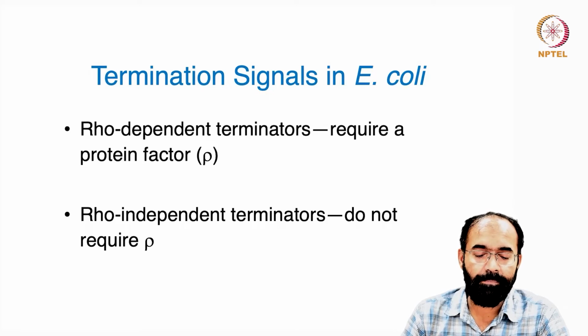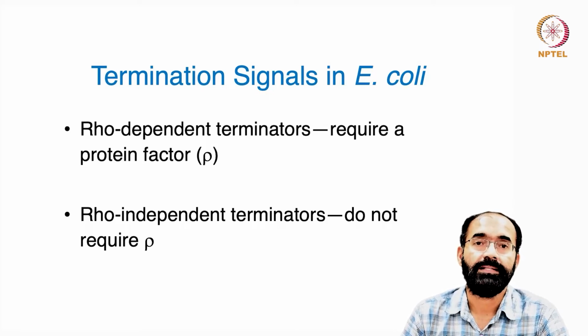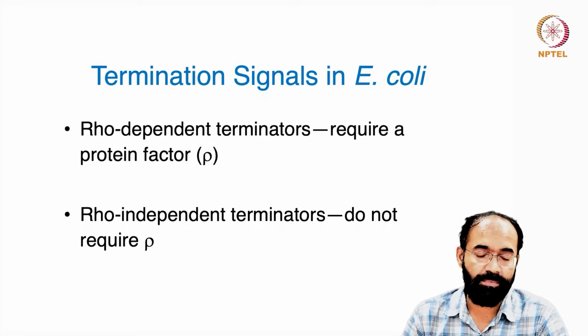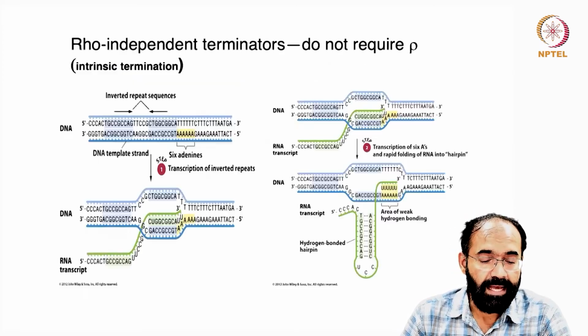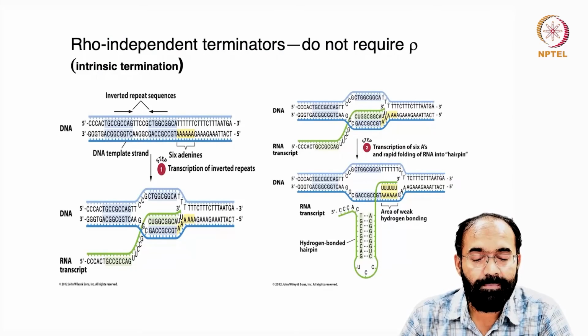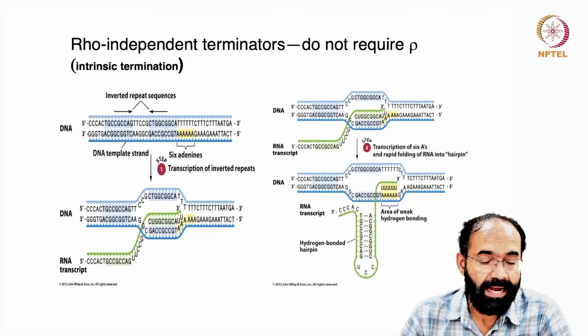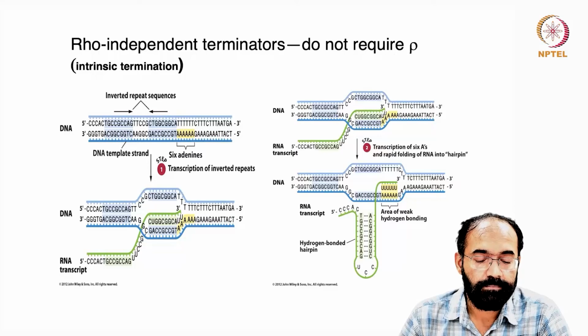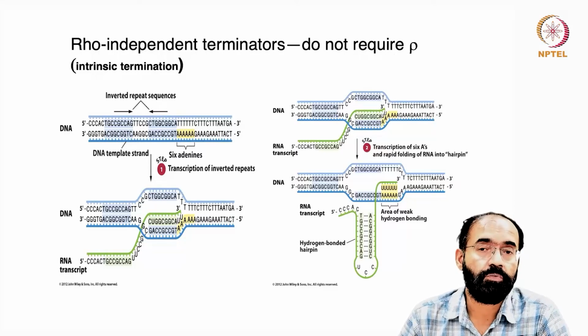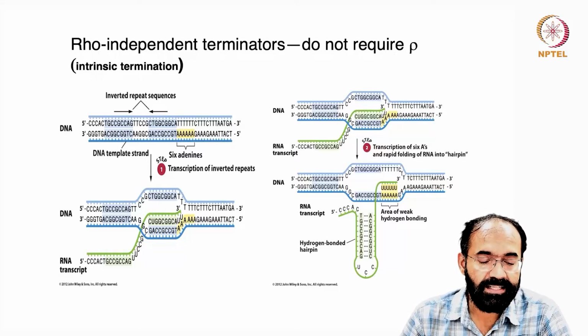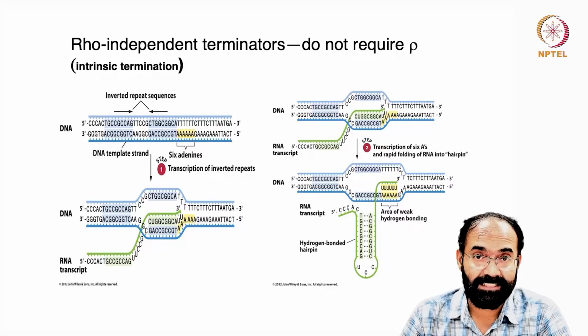And rho independent terminators, as the name indicates, do not require this protein rho for the termination to occur. Let us see what rho independent terminators are. Rho independent terminators are those which do not require the rho factor. So let us see how the transcription is taking place. This is the DNA strand.